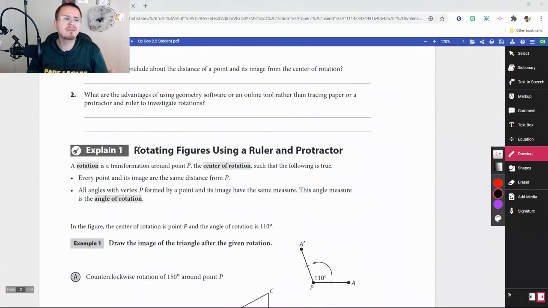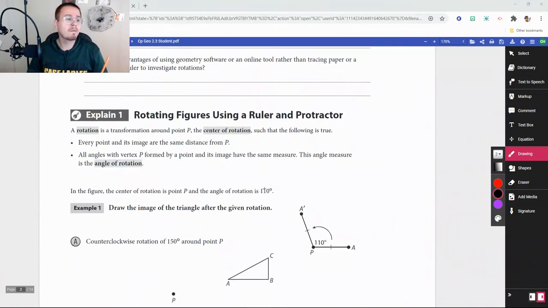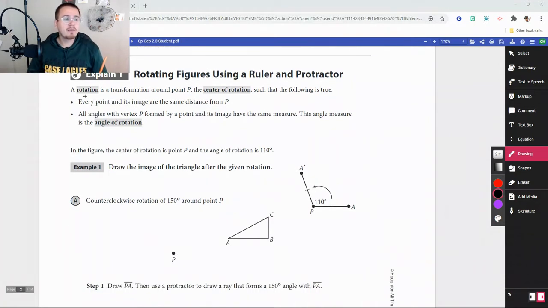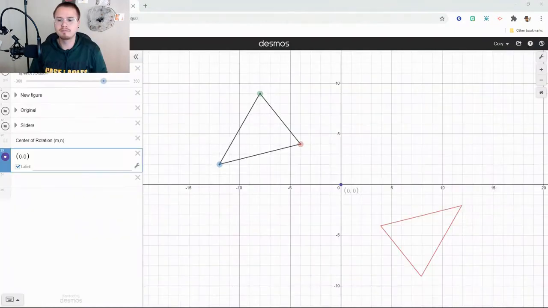You guys know me, I'm a software person. I think the hand stuff's a little outdated, to be honest. The software just makes it easier, and you don't have to worry about drawing everything. So we got some vocabulary that we're going to start mixing in: rotations, centers of rotation, and angles of rotation. Let's test these out as we get into this Desmos activity real quick. So here we go.